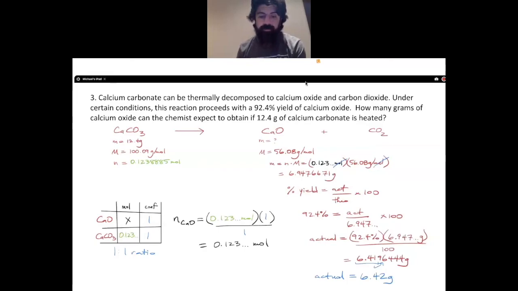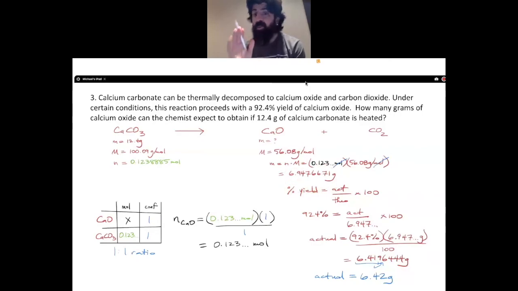It's asking us to find the mass of calcium oxide, if I'm given a mass of my reactant. Okay, so this is a regular stoichiometry problem. We find the mass. It's a 1-to-1 ratio, and so the number of moles is the same. So we take that number of moles, multiply it by the molar mass of calcium oxide, and we're going to get this 6.94. So we get this big, long mass.